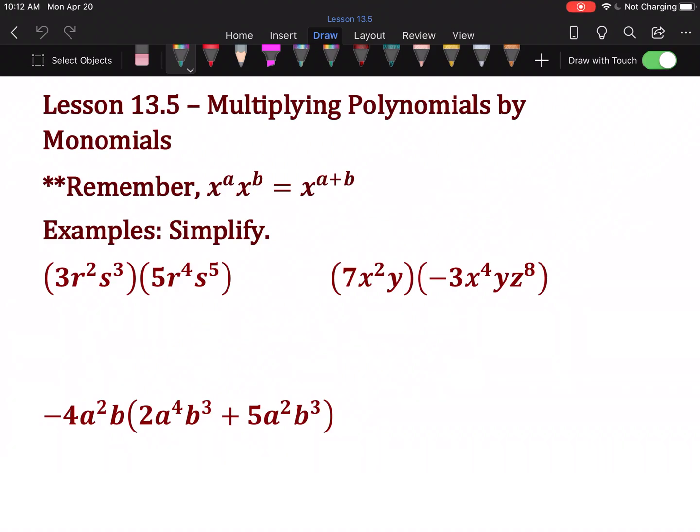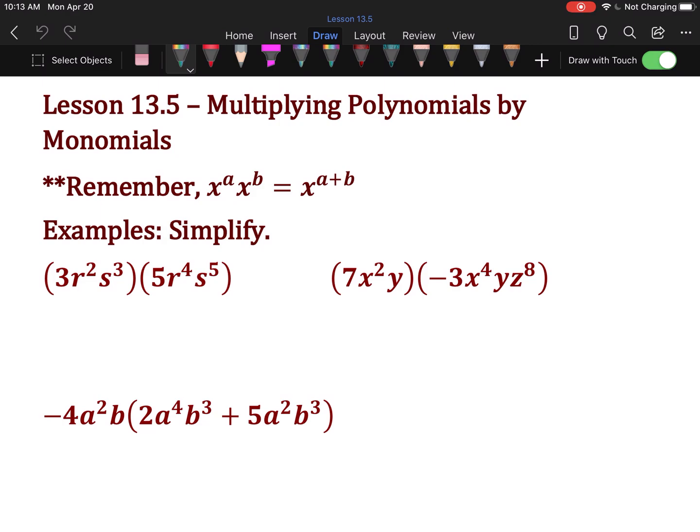All right, 13.5 and 13.6, both are going to deal with multiplication. Like I said, we're not going to do division. So we're going to be multiplying polynomials by monomials, or monomials by monomials. You're going to hear me talk about multiplying like terms, and by that I mean multiplying number to number, letter to letter, letters that match.